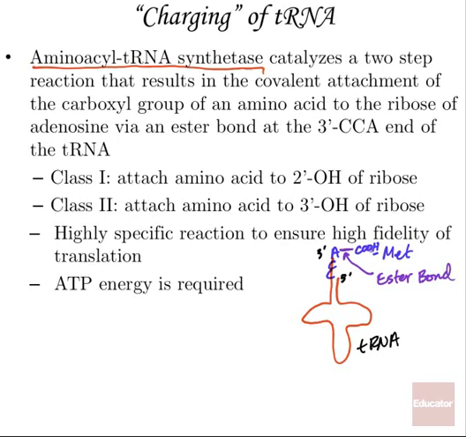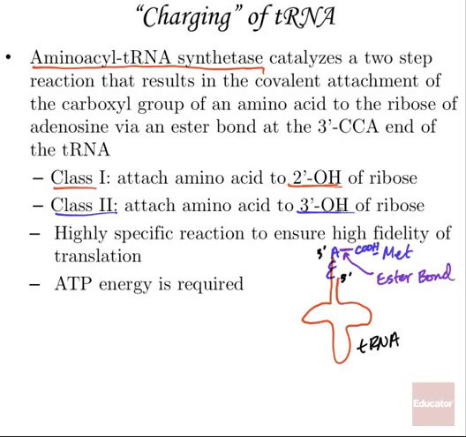So how is this occurring? It's a two-step reaction. We're not going to get into all the detail, but we have that esterification. We have two different types of aminoacyl tRNA synthetase enzymes. We have class 1, and that attaches the amino acid to the 2' hydroxyl group of the ribose. We have class 2 that attaches the amino acid to the 3' hydroxyl of the ribose. So the end result is the same. We have an ester bond between our tRNA and the amino acid. It's just where it is occurring.